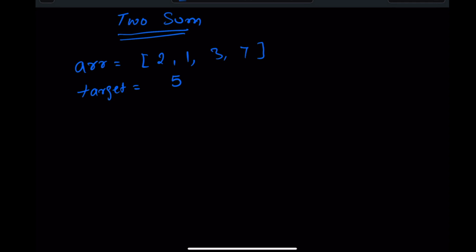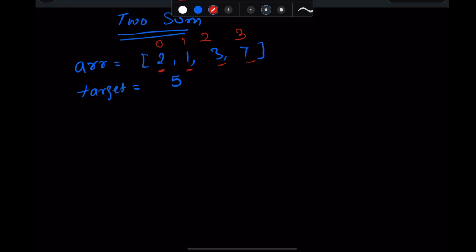So on my screen you can see the array can be in this format, which is not sorted. You are given this array, which is 2 1 3 7. The indexes are 0, 1, 2 and 3, and you are given the target 5. You have to return the indexes of the two numbers that add up to 5. In this case we have 2 plus 3 equal to 5, and the index of 2 is 0, the index of 3 is 2. So it should return an array of 0 comma 2.